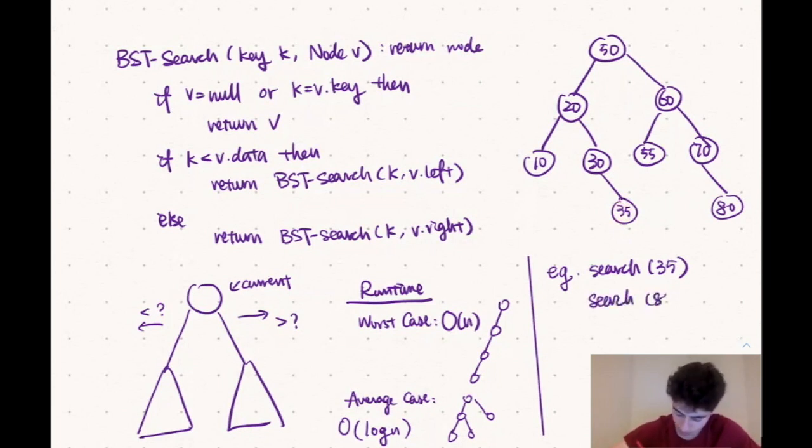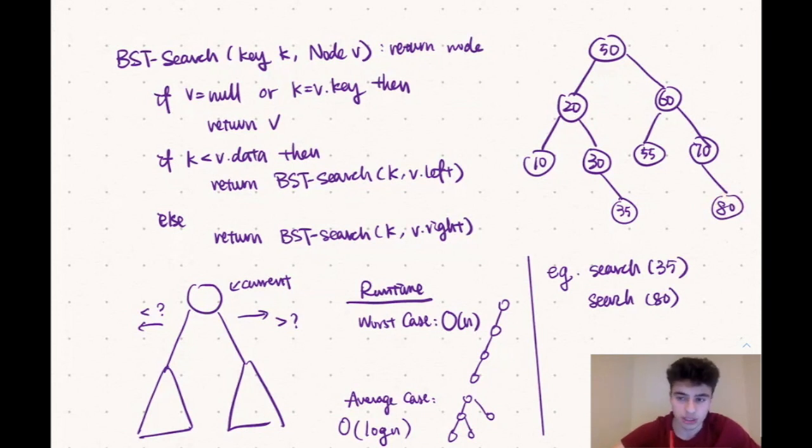So the first thing we're going to do is compare 80 with the root 50, and we notice that 80 is larger, so we move right. We're now going to compare 80 with the right child of 50, which is 60, and we're going to notice that 80 is larger, so we're going to move right again. Again, 80 is larger than 70, so we're going to move right. And here we find that the key value inside of this node is 80, which is the key we're searching for, so we're going to return this node.